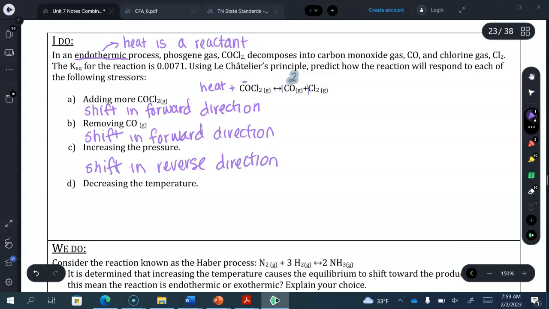Then finally, removing or decreasing temperature. That's like removing energy. So we're going to remove energy, and that's on the reactant side. So when we remove or decrease something, we're going to shift towards it. So we're going to shift in the reverse direction.